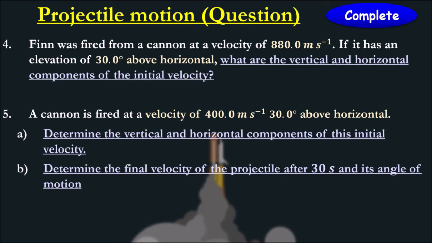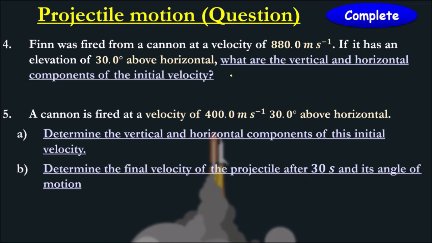All right, what I'd like you to try and do is solve these questions on projectile motion. So we have Finn was fired from a cannon at a velocity of 880 meters per second. If the elevation was 30 degrees above the horizontal, what's the vertical and horizontal components? So this is just practicing your ability to solve for the vector components.